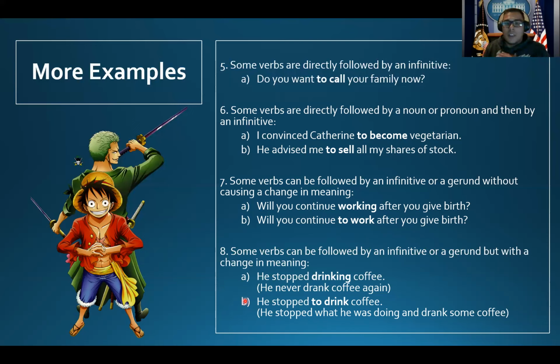And then the second one, it is completely the opposite. This person was doing something. He was walking to work. He was driving to his house, wherever he was going or whatever he was doing. He stopped it. He stopped his progress and he went to drink coffee. So in one case, the person is no longer drinking coffee, and the other one, he actually stopped what he was doing to drink coffee. So we can see big differences there.